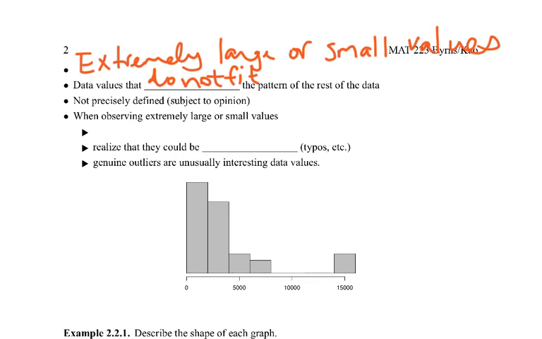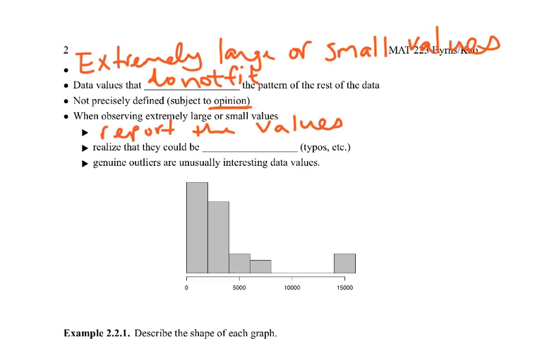This is a little bit subjective, what's considered an outlier and what's not. One reason why we like to look at the graph is because it tends to make it easier to see, especially if we're looking at a histogram or a dot plot, where that individual data point might be far away from the rest. When observing extremely large or extremely small values, report the values. So you always want to report to the reader what outliers you may have noticed in your data.